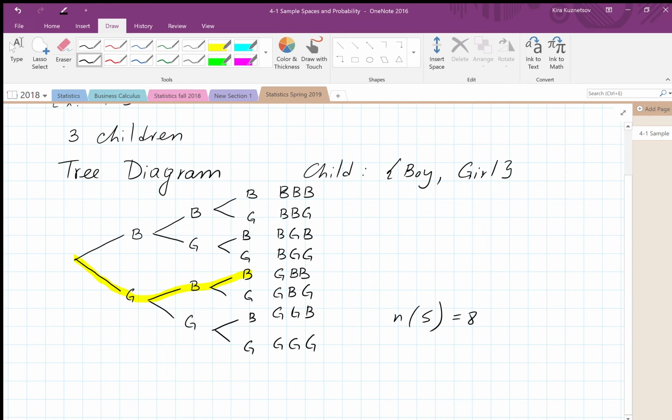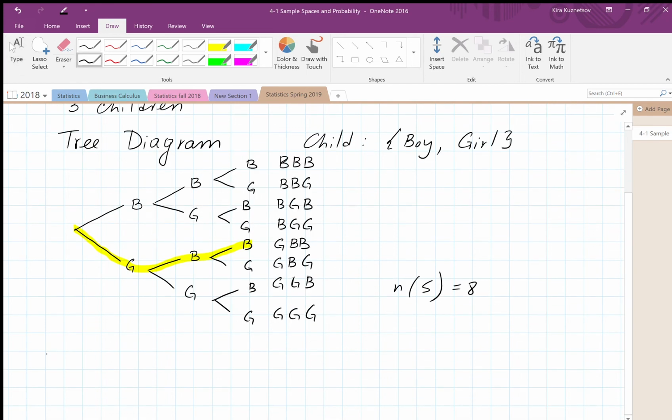I can continue this example and ask you the probability of a specific event. My event is having 2 boys and a girl. Now, it doesn't mean that I have to have 2 boys and then 1 girl. What it means is I want 3 children, 2 of them are boys and 1 of them is a girl.